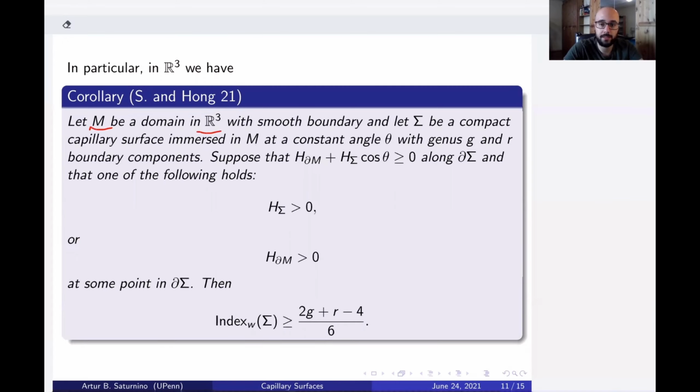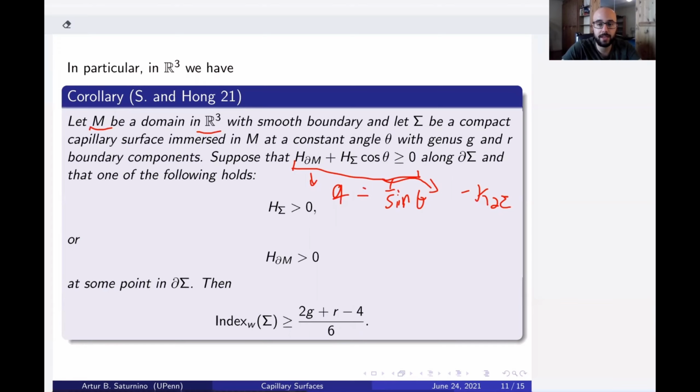Now we assume that M is a domain in R3. Then to verify that big inequality, we suppose that this quantity here is non-negative. So it's H ∂σ plus H_σ cosine theta, which again is the term that appears in Q. Q is equal to 1 over sine theta times this here, I believe, then minus kappa ∂σ. So this is why this quantity appears here and appears all the time.